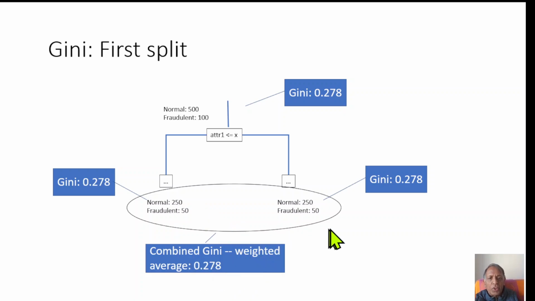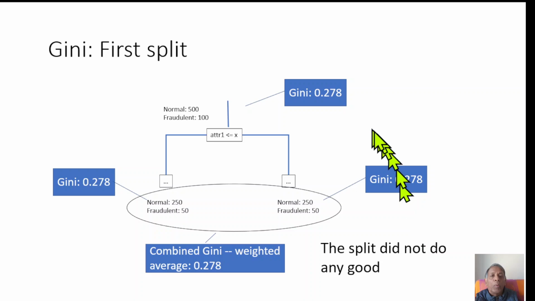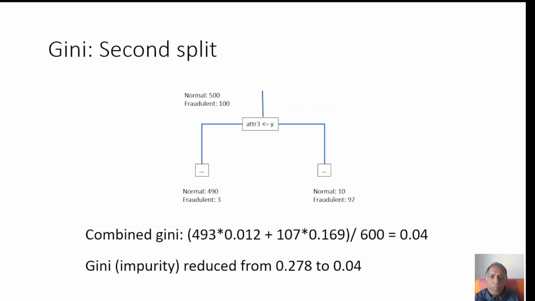So the weighted average is also going to be 0.278. Okay, so the Gini index for this entire tree is 0.278. Now we expect, and therefore the split didn't do any good because it didn't reduce the Gini index at all. At the root node it was 0.278. After you did the split, it is still 0.278. So it provided no improvement, which we already knew.